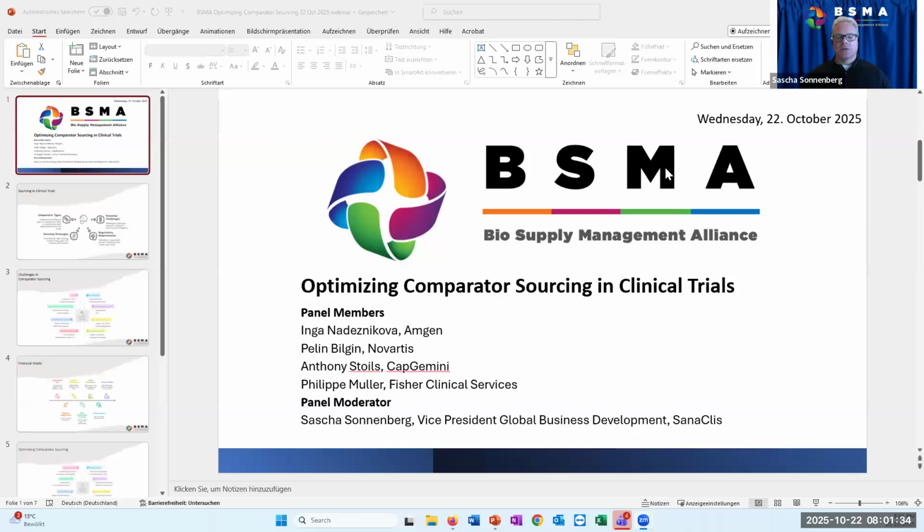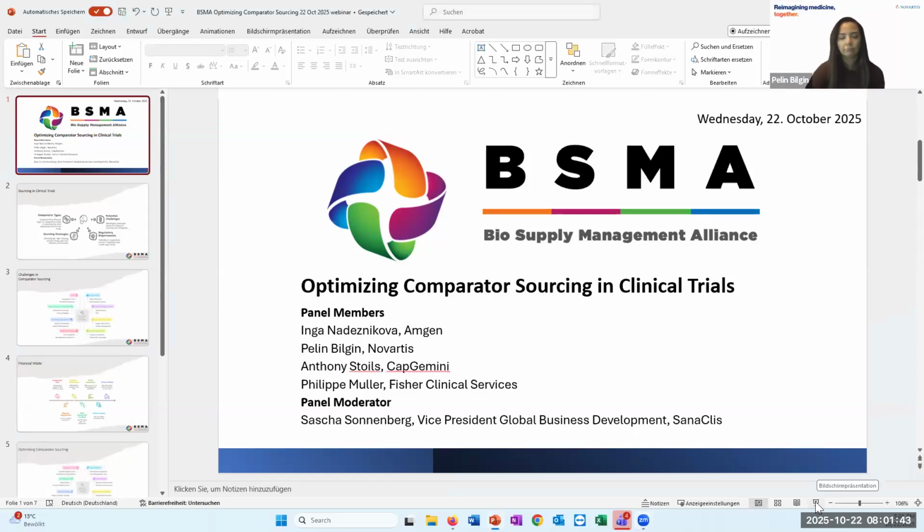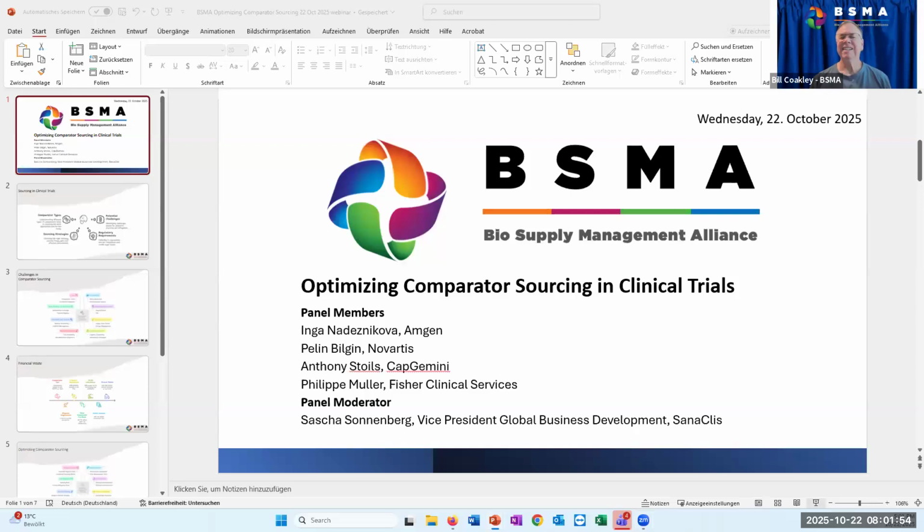Can actually anybody see my screen? I can, but it's not in presentation mode. I know. Yeah. If I flip to presentation mode, it will cover all the three screens I have in front of me, and I don't see the presentation anymore. Yeah, okay.